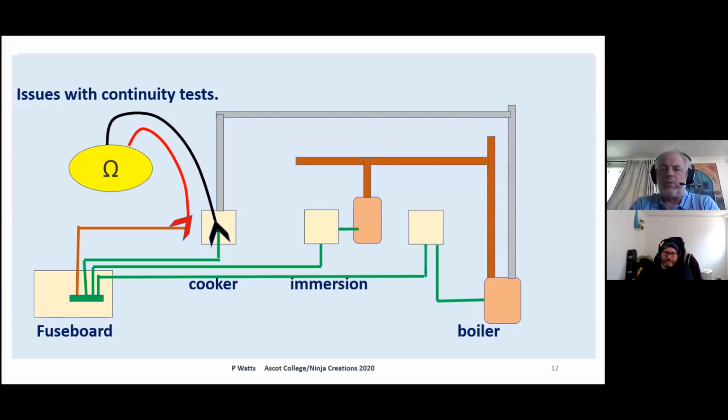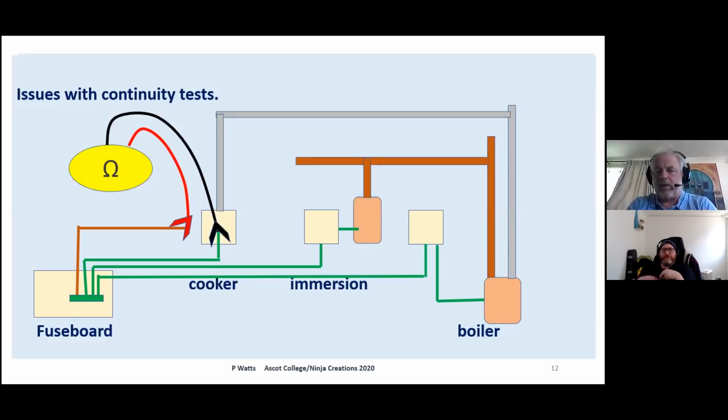And that ignores completely any main bonding. Let's say we've removed the main bonding. We've still got all these CPCs, which are all providing parallel paths because they're connected to equipment which is in turn connected together through conductive pathways. So this is another reason for me not having my cables connected into the earth terminal.